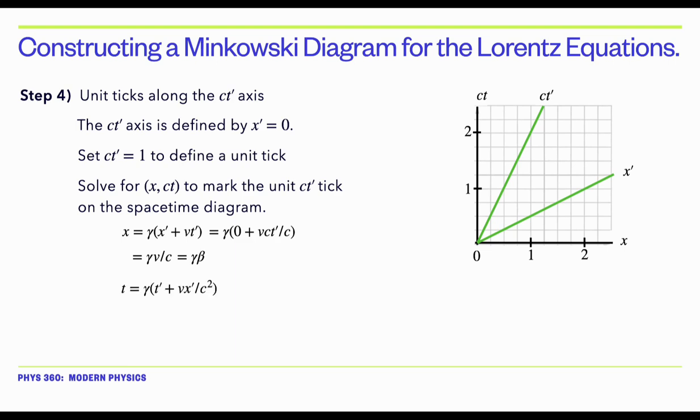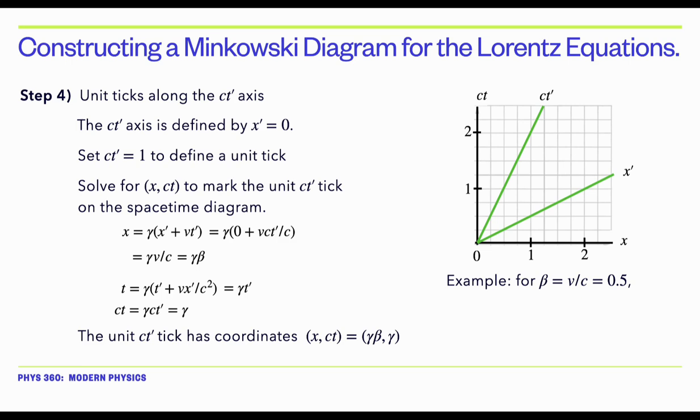Similarly, for time, we use this Lorentz transformation. Same thing, plug in the values, and we find that t is equal to gamma t prime, or ct is equal to gamma ct prime. Plugging in ct prime of 1 tells us that the ct coordinate is this gamma. So to summarize, the unit tick mark along the ct prime axis has coordinates gamma beta comma gamma. When beta is equal to 1/2, the position of that unit tick mark is 0.57 comma 1.15, and we can locate that on the diagram like this.